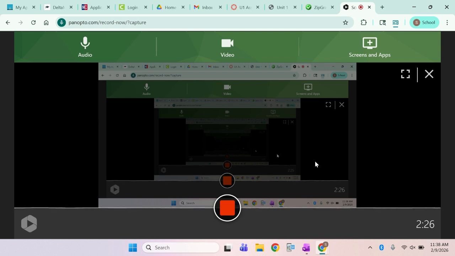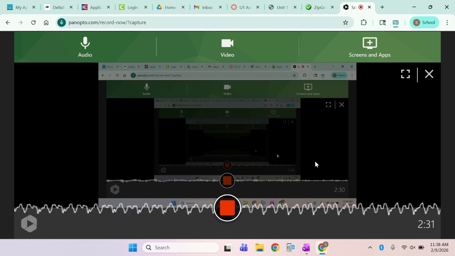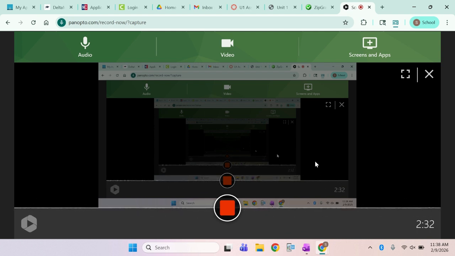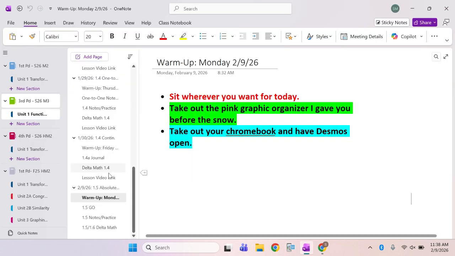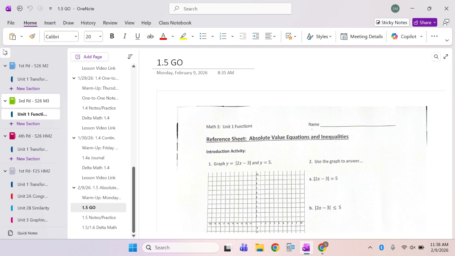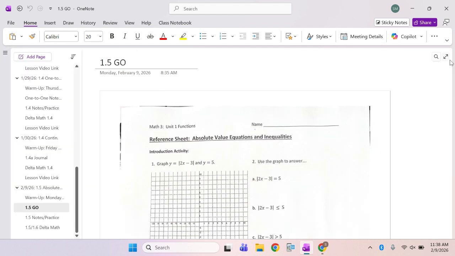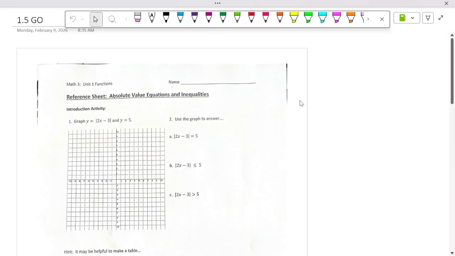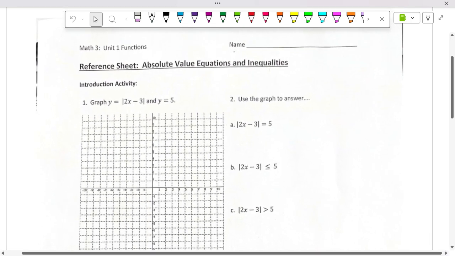All right. Now, this stuff is more so just kind of getting you thinking about what absolute value actually does. So let's look at the graphic organizer first. And again, if you haven't already, I highly recommend getting Desmos open.